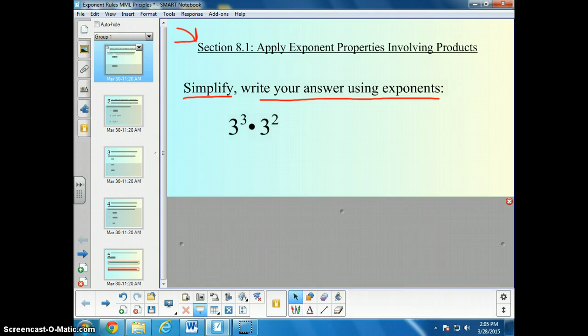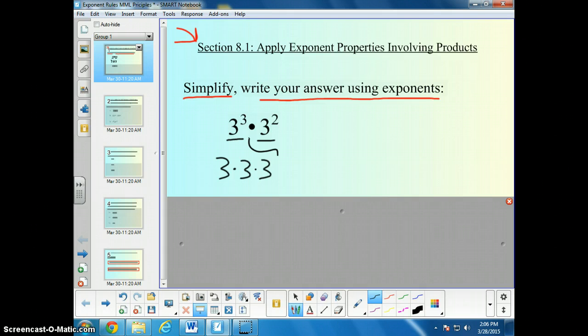So looking at a problem here and breaking it apart, how this may work. What I've got here is I've got 3 to the third times 3 squared. Now we've learned in the past what exponents mean. 3 to the third means repeated multiplication of the number 3. It means I'm going to take the number 3 and multiply it by itself 3 times.